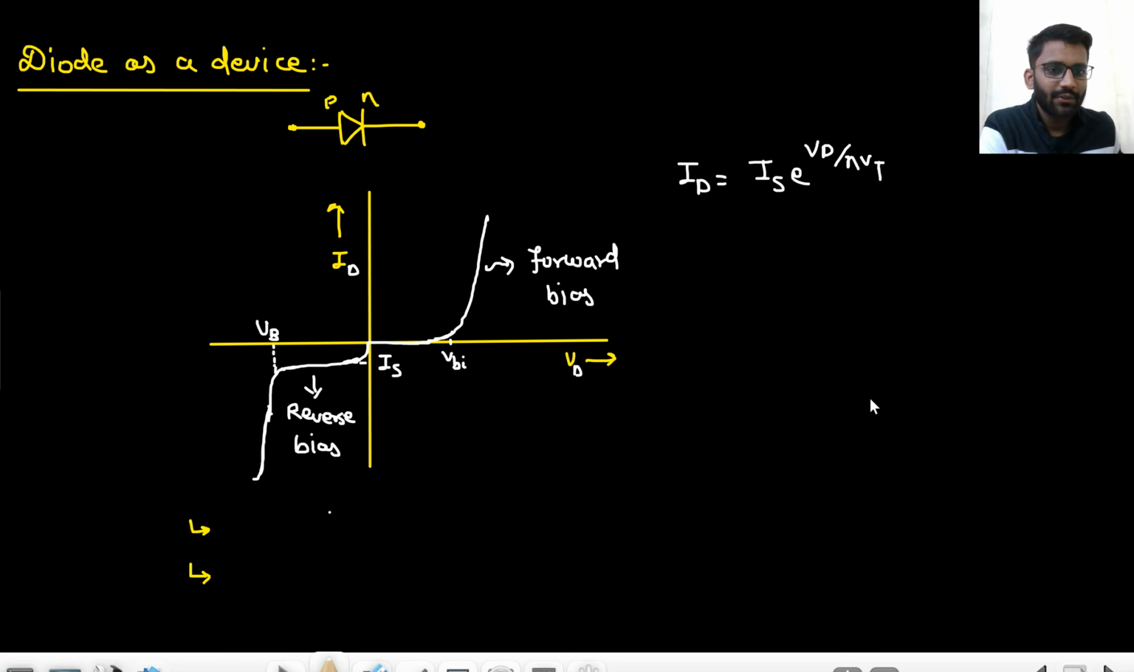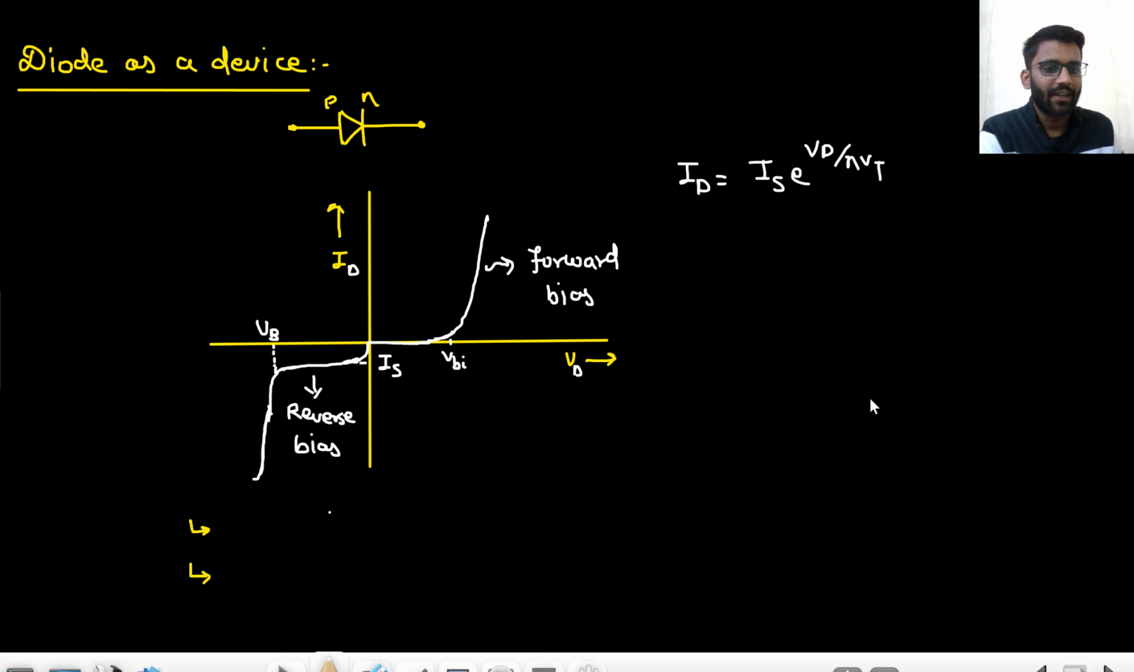Hello everyone. In the previous video, we saw the device physics of the diode, like the PN junction and everything. Based on that, we got this characteristic between ID and VD, right? Now we will use this diode in a circuit. We will connect a resistor and a voltage source, then see how much current is flowing through the diode. Then we will see different kinds of circuitry.